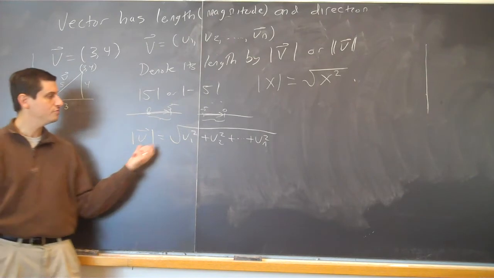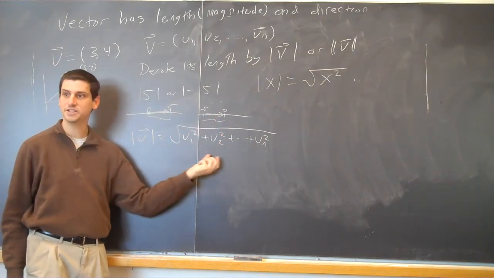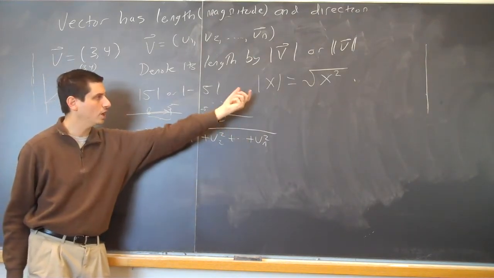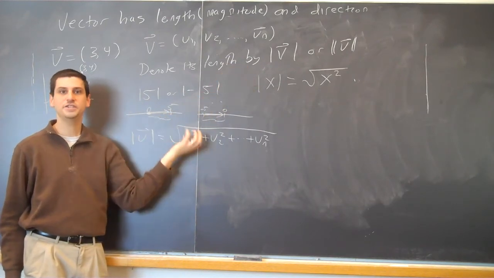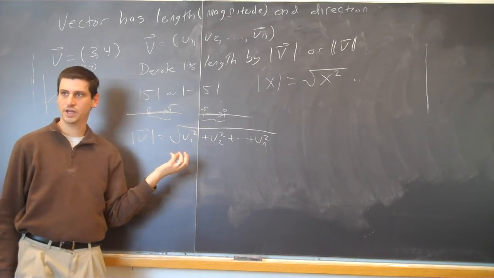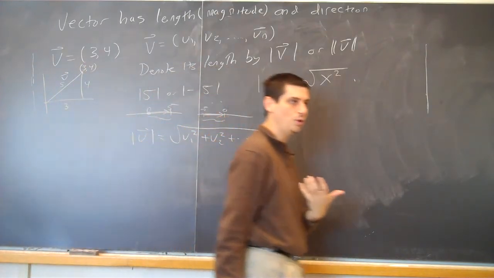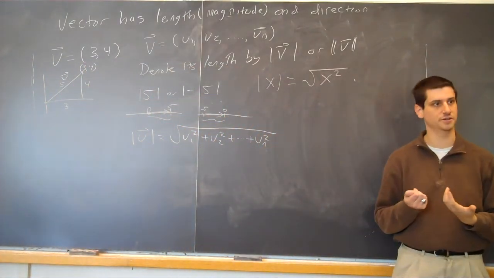And what you can see is this is really going to do a great job of generalizing our notion of absolute value. This is why I wanted to write the absolute value of x first. This is a great definition. Now the only problem is, does it have the properties we want? Does it actually give us the length of the vector?